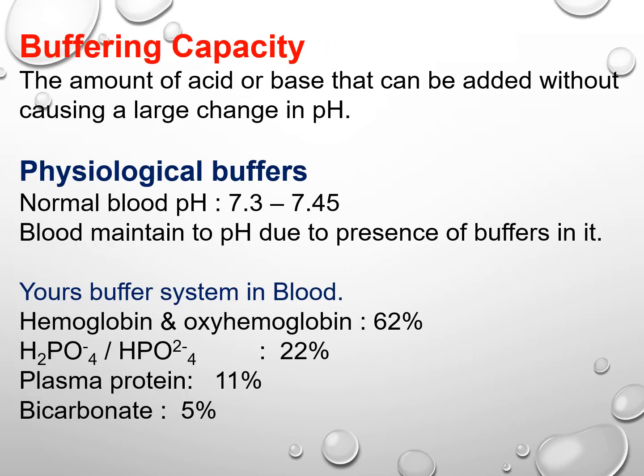Buffer capacity is the amount of acid or base that can be added without causing a large change in pH. The normal blood pH is 7.3 to 7.45. The blood maintains the pH due to the presence of buffers in it. The buffer systems in blood are hemoglobin and oxyhemoglobin.